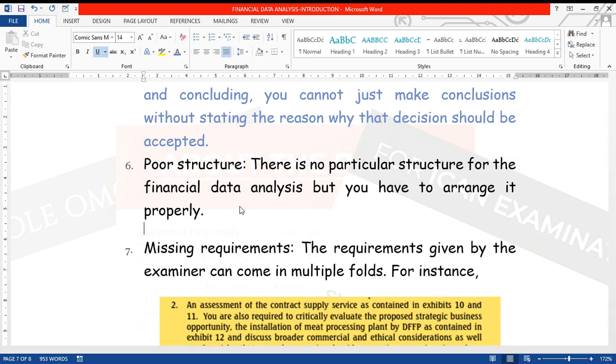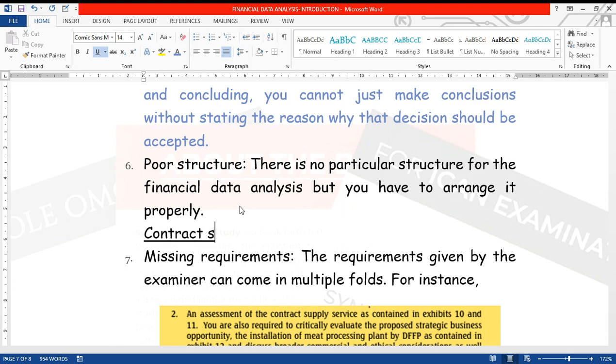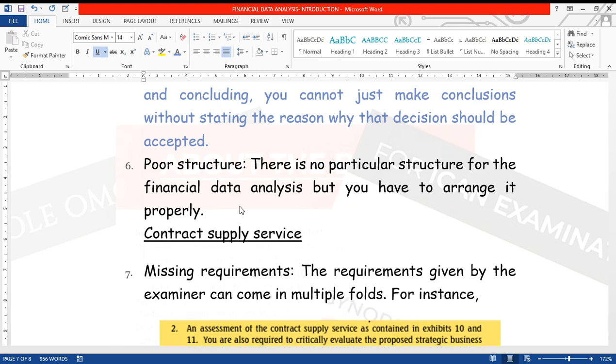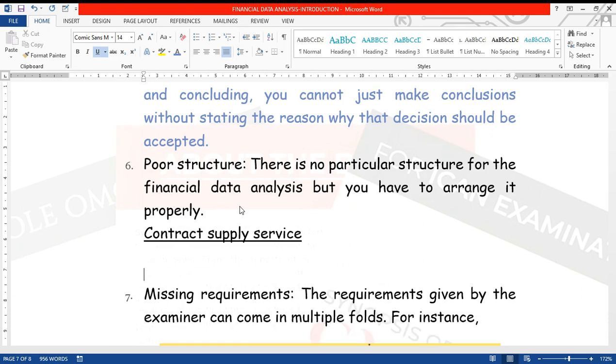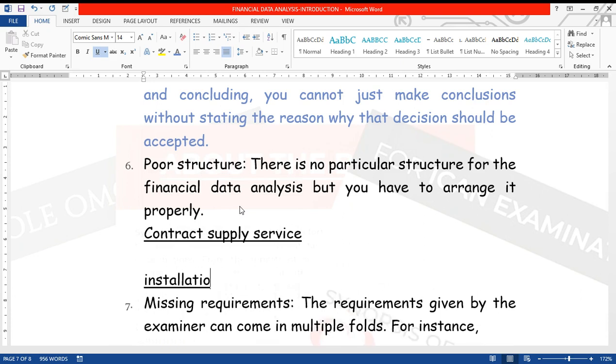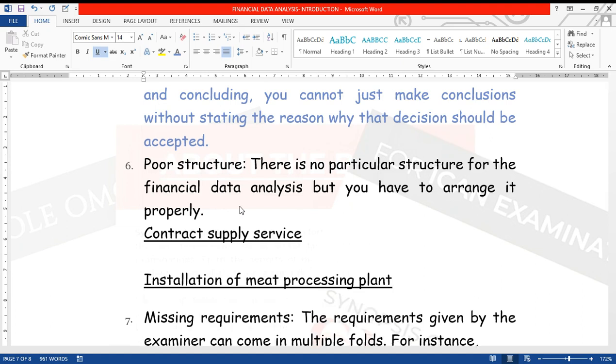You can have a heading, contract supply service. Then you explain everything you have there. After that, installation of meat processing plants. And afterwards, you explain everything there. I may decide not to do it heading by heading. We can just do it: paragraph one, we talk all about contract supply service. Paragraph two, we talk about installation of meat processing plants.